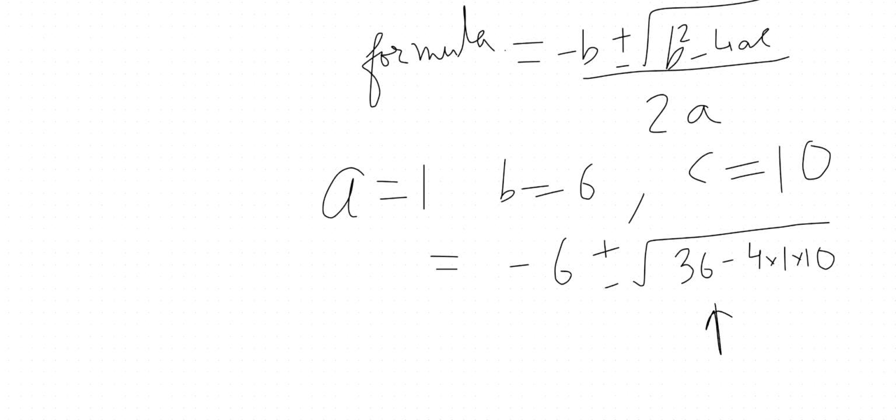It's good that you've got it over here. Look at this. What is this? This is nothing but b square, and this is nothing but 4 into a into c, right?